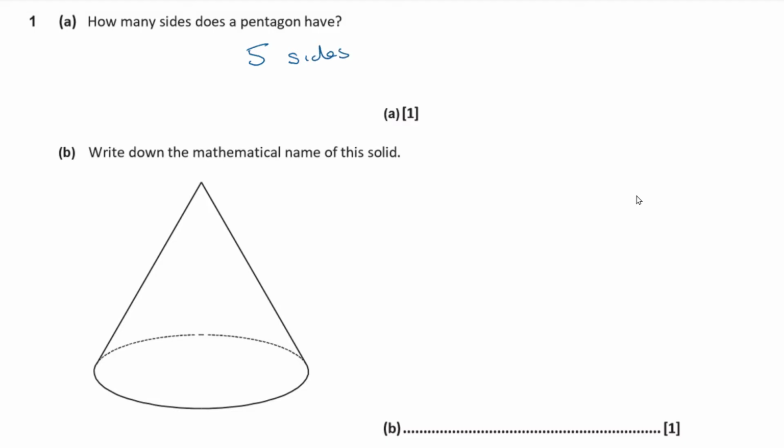Part B says, write down the mathematical name of this solid. We call this one a cone, isn't it? In actual fact, a cone is a circular pyramid, or a circle-based pyramid, I suppose. So if you write that down as well, you probably get the mark too, but the proper name for it is a cone.